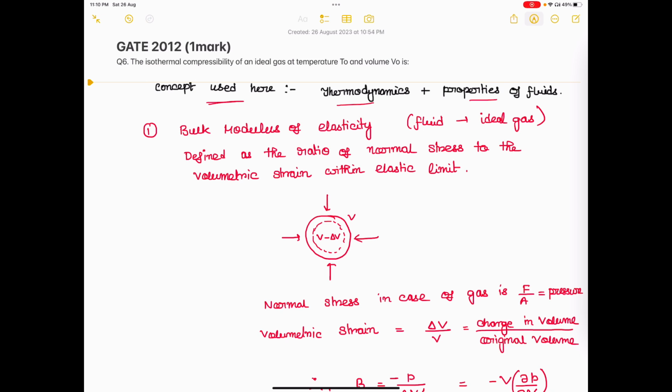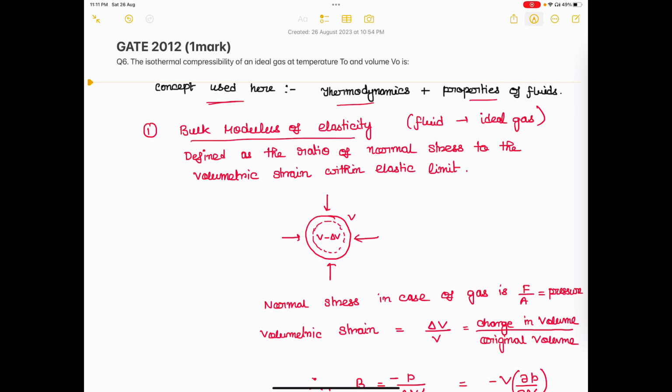of the fluids. In order to understand the compressibility, the first thing which is required to be known is the bulk modulus of elasticity. So what is the bulk modulus of elasticity? It is defined as the ratio of the normal stress to the volumetric strain within the elastic limit. So any definition of a modulus of elasticity, such as Young's modulus, bulk modulus, shear modulus, all these moduli, are generally valid in the elastic limit. So the bulk modulus is one of the moduli of elasticity.